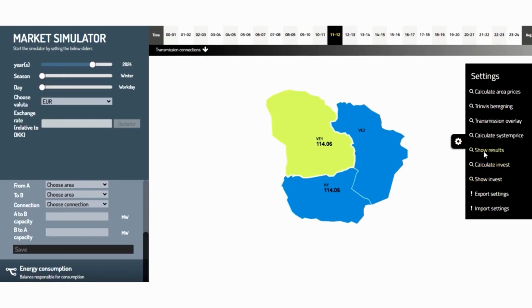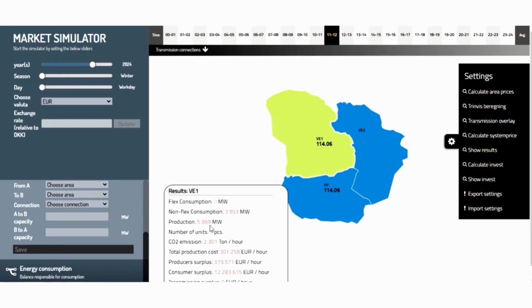V1, show results. And then I can see here that there is a difference between the production and the consumption in V1 of about 2016 megawatt. So at this capacity, if I put a capacity of 2018 megawatt, then there will be no bottleneck. But if I include here a capacity of 2014 megawatt, then there will be a bottleneck.